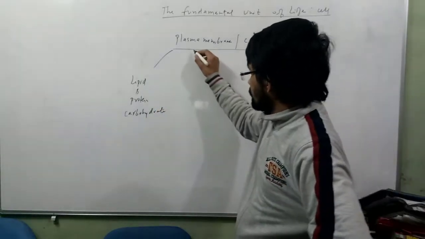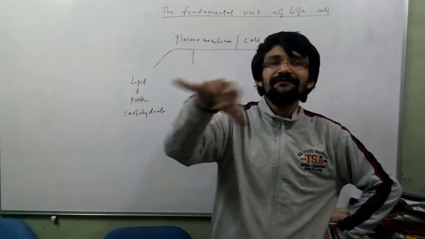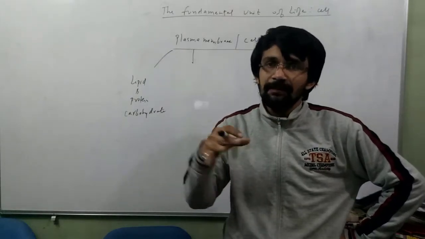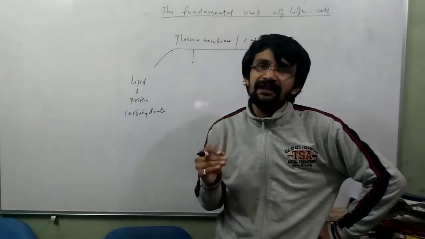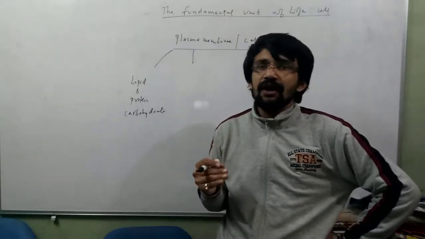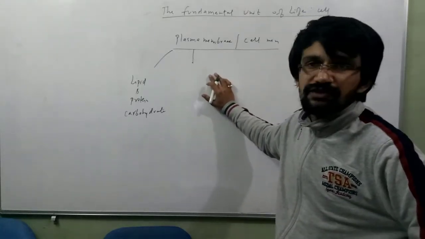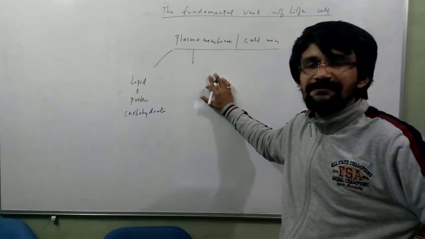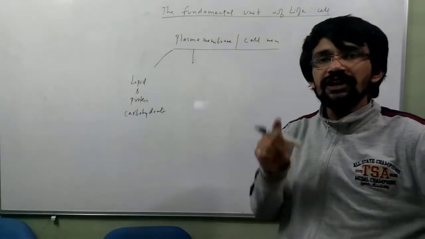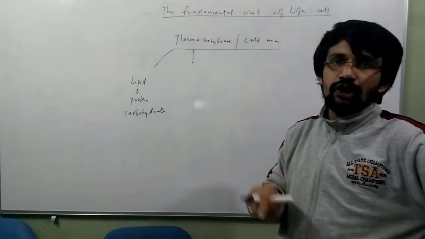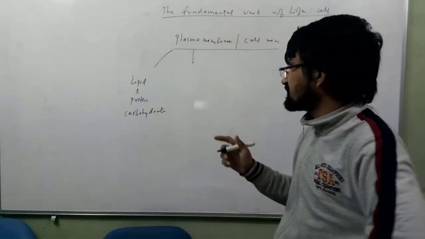Now the first very important point is that it is the outermost covering of the cell. It is the boundary of the cell, and inside this boundary only all the activities of the cell take place, right? The first very important thing about the structure of this plasma membrane is that we can see it only by electron microscope. Electron microscope is the only device through which we can see the structure of it.